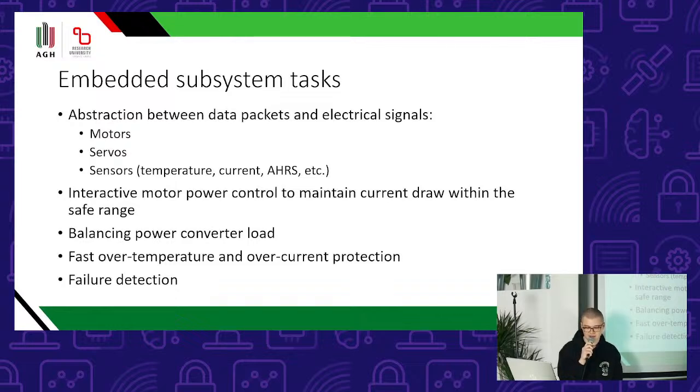The last thing is the failure detection. When we detect that, for example, we set a motor power to some non-zero level and we still read 0 amps, that 0 amps are drawn from the power converter, we know that something is wrong, that either the converter is broken or the motor controller is broken, and we want to notify the control station of such an event.